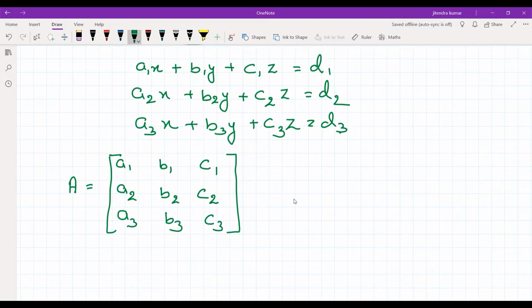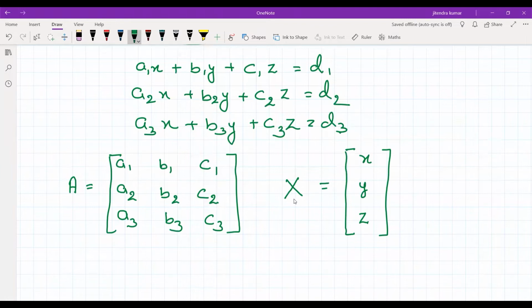And then we will create a second matrix that we will name as X. This matrix X will contain all the variables. Here the three variables are x, y, and z, so we will put these three variables in a column. So we have taken A as the matrix containing all the coefficients, and X as a column matrix having all the variables x, y, z.